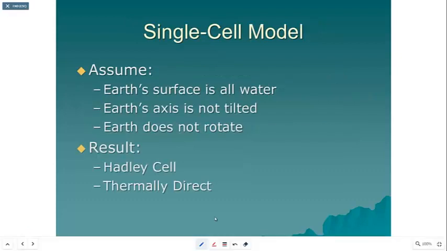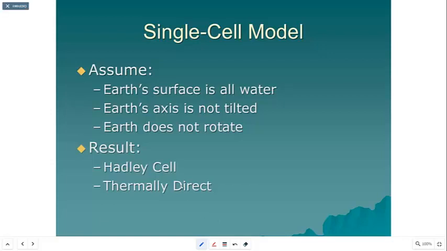So what we're going to do is we're going to take a look at the single cell model first of all, and we're going to make some really big assumptions. First of all, the Earth's surface is all water, so therefore we don't have to worry about the different specific heat values between land and water. The Earth axis is not tilted, so if that was the case, everybody would get 12 hours of daylight and 12 hours of sunlight year-round. And the Earth does not rotate. Now that's the biggie. The Earth does not rotate.